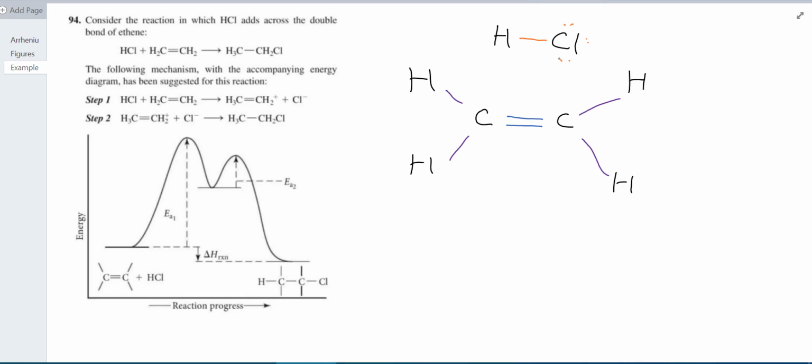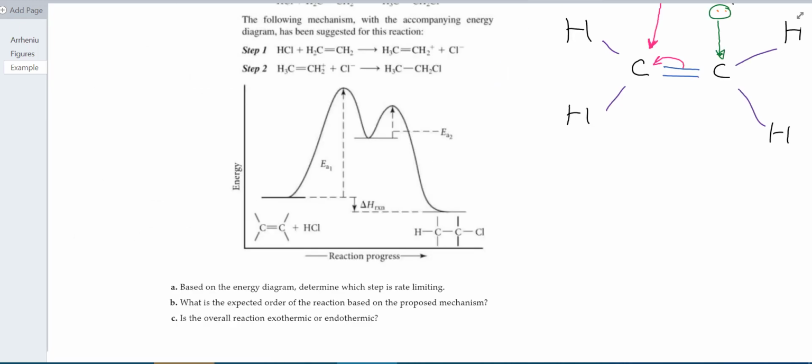And it looks like what's going to happen is these electrons right here in orange are going to go back to chlorine. H is going to go to one of these carbons, and one of these electrons is going to go there. Then chlorine, it doesn't matter which ones, in step 2 looks like it's going to add. That's what it looks like is going on. So step 1 in pink, step 2 in green.